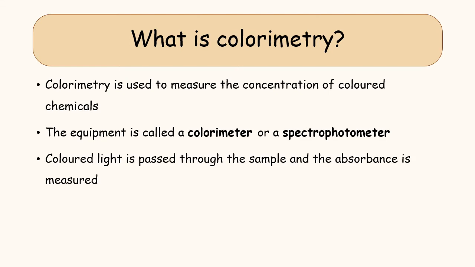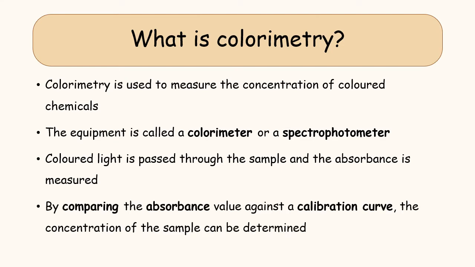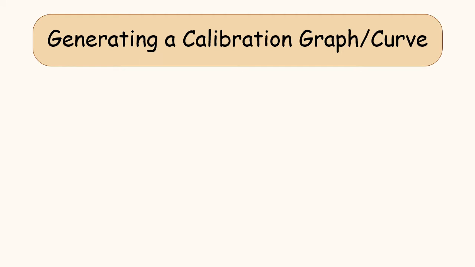Now what happens is that coloured light will be passed through your sample and you will measure how much light is absorbed. By comparing the absorbance value against a calibration curve you have created from some standard solutions, the concentration of a sample can be determined. So obviously we need a calibration graph, sometimes called a calibration curve, and we need to know how to do that. So there are a few steps.